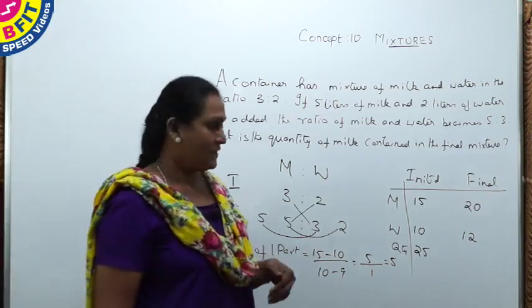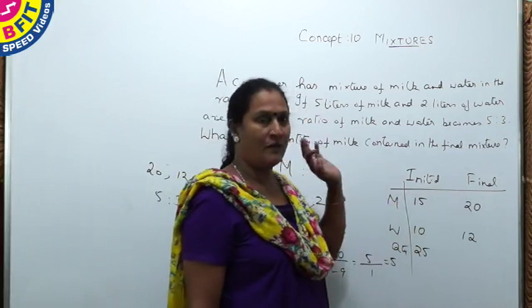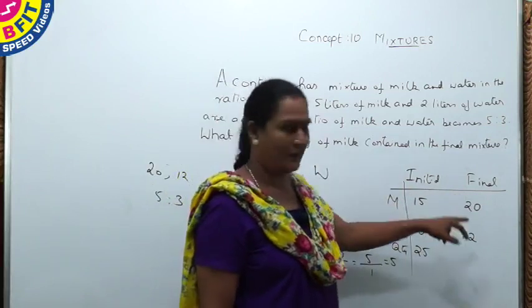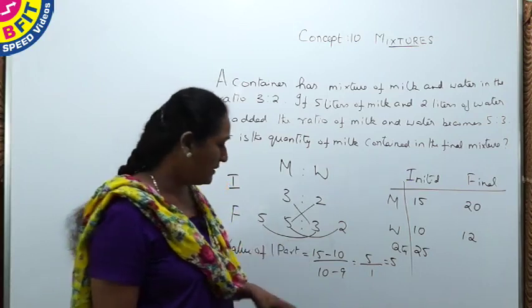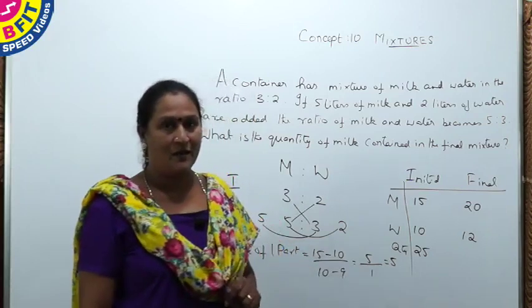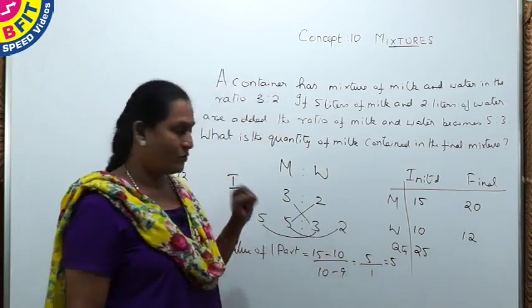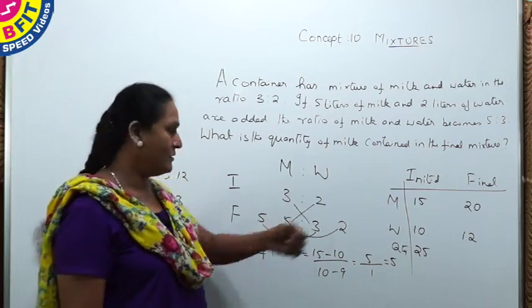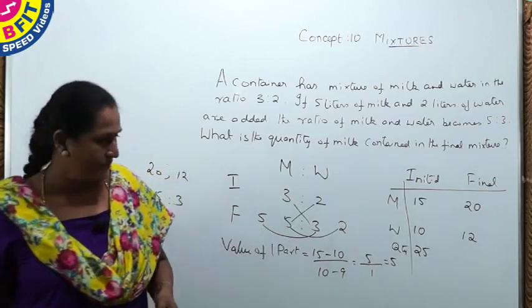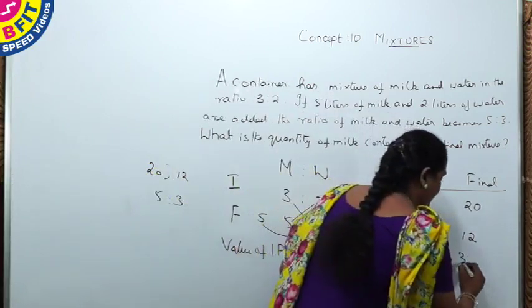And now whatever is asked, whether it is the initial quantity of milk, final quantity of milk, initial quantity of water, or final quantity of water, you can give the answer by finding this value of one part. Be careful that this has to be multiplied only with the first row, not with the second row. If you multiply with the second row, you will get a wrong answer. Suppose if the final quantity is asked, add this.